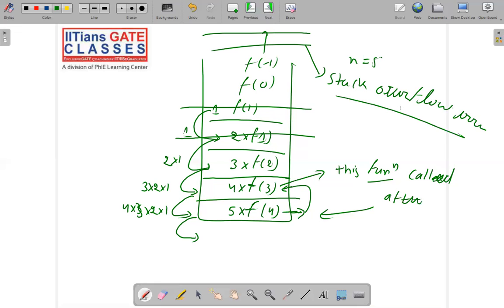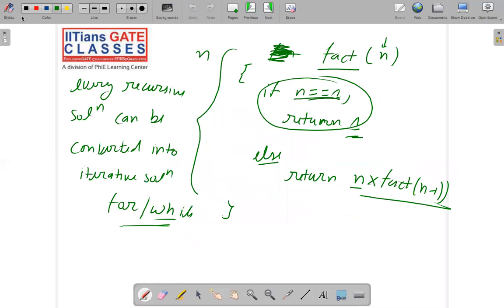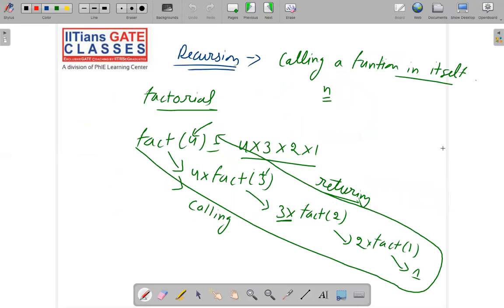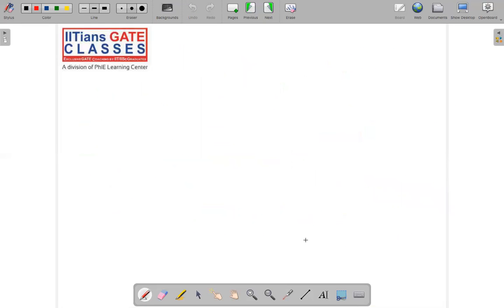So we have to be careful. This is called the base condition. This is a must in case of recursion or any kind of function calls. This is quite easy, and I hope you understand what recursion is. Using recursion, we have solved the factorial problem. You can see this example. Let's take one more example of recursion.